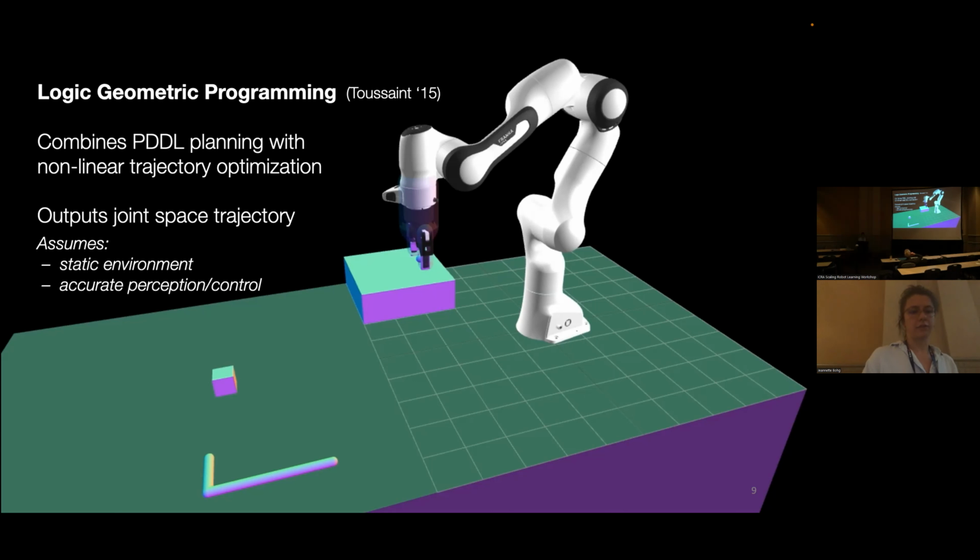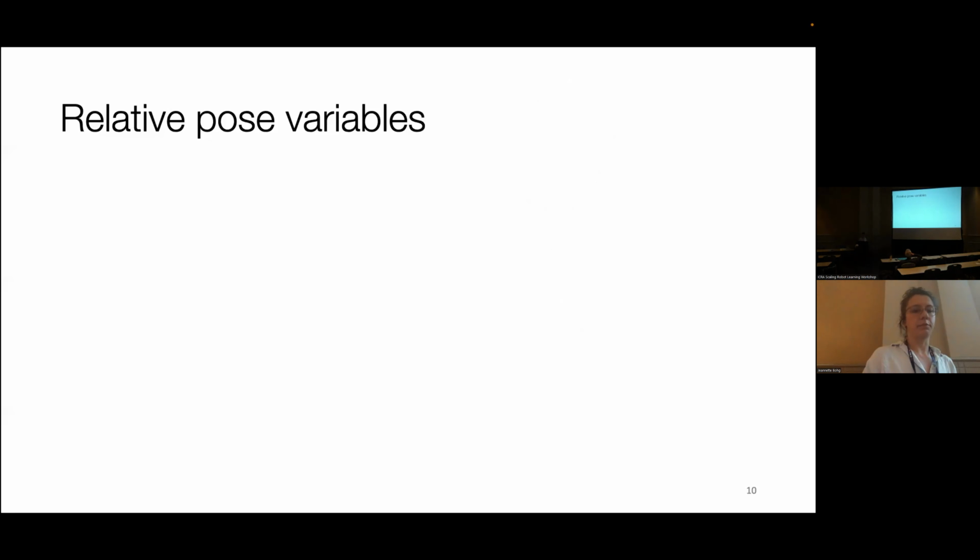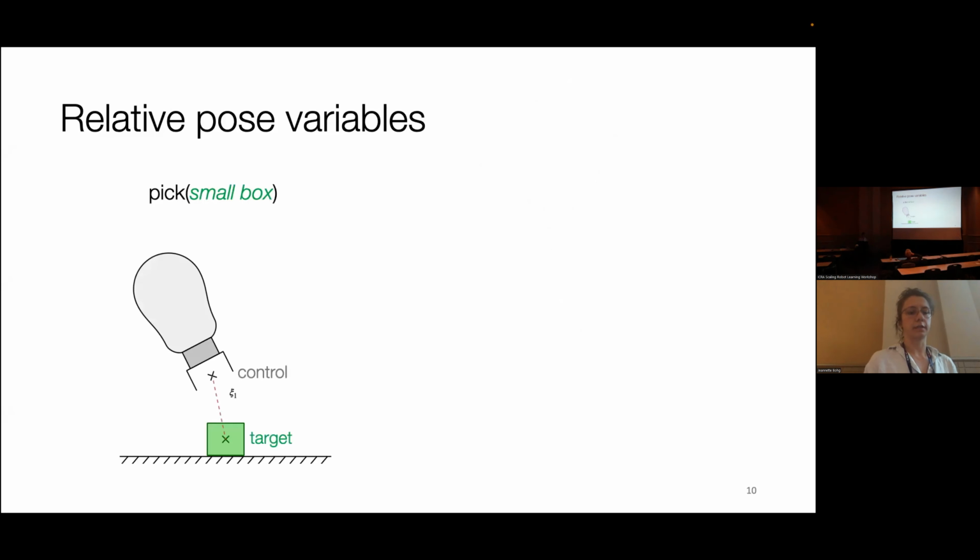Okay, so what we propose here is to avoid having to stop and replan and choose to optimize over relative pose variables rather than joint space trajectories. So at the most basic level, a manipulation task can be reduced to controlling a point relative to a target frame, like controlling here the end effector relative to the box we want to pick up.